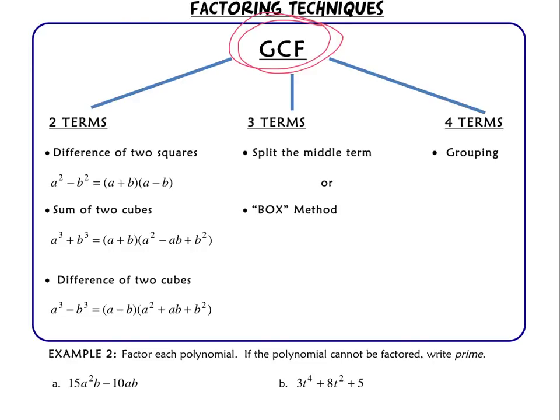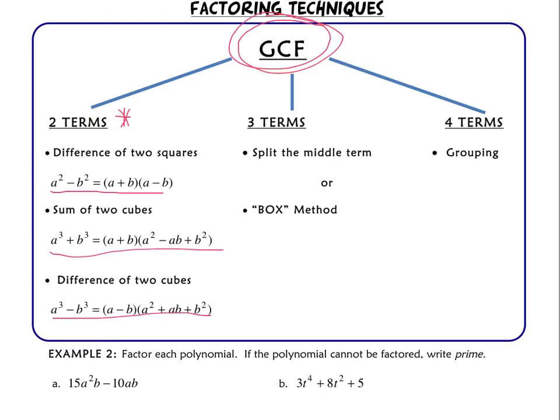That's commonly forgotten. Once you have a GCF or don't have a GCF, then you have to look and see how many terms you have. If you have 2 terms, there could be 3 different rules that you have to remember. So difference of 2 squares, we did this in chapter 5. If you have a squared minus b squared, it factors into a plus b times a minus b, and then we have our 2 that we learned today.